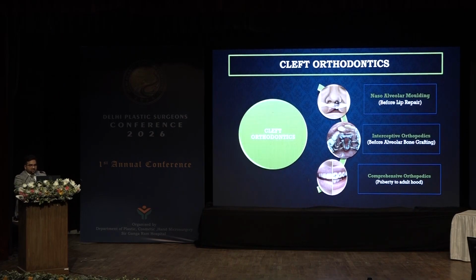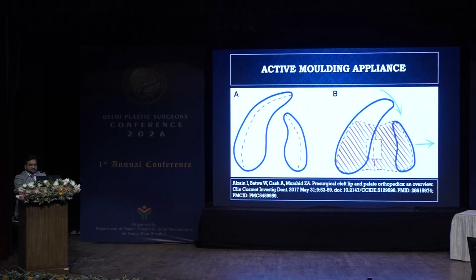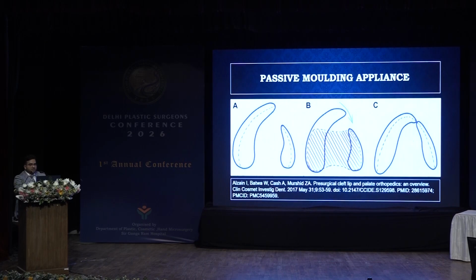So just to outline, the major orthopedic steps are the nasoalveolar molding before the lip repair, the interceptive orthodontics before bone grafting, and the comprehensive orthodontics before orthognathic surgery. So first we do the nasoalveolar molding. Technically, you're using an acrylic plate with a nasal stent for basic approximation of the nose, the lips, and the cleft alveolus. Your orthodontist can use any kind of appliance of his choice, either an active one to expand and approximate the alveolus, or a passive one where he is just approximating the alveolus.